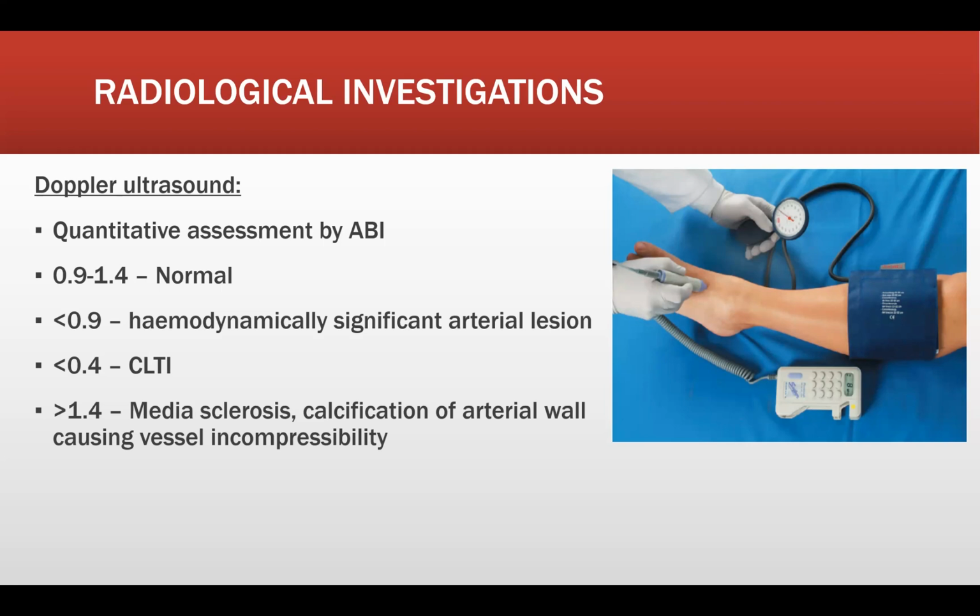By the use of Doppler ultrasound, the ABI is quantitatively assessed. 0.9 to 1.4 is normal, and less than 0.9 indicates a hemodynamically significant arterial lesion, and less than 0.4, as previously said, indicates chronic limb threatening ischemia. If it is greater than 1.4, it indicates thickening of the arterial wall. It can be due to medial sclerosis or calcification of the arterial wall causing vessel incompressibility.